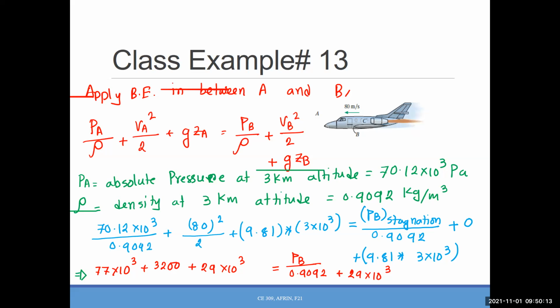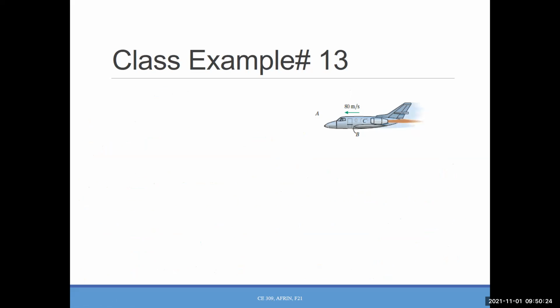Just give me 1 minute. So, did anyone have any answer? 73.7. What is the unit? Kilopascal. Yes. So PB should be 73 kilopascal. And in the next class, I will discuss a little bit about the stagnation pressure because I figured out some of you may have some confusion about that. So we will do that in the next class. And thank you very much for this 1 extra minute.